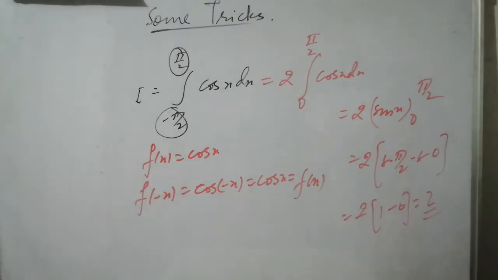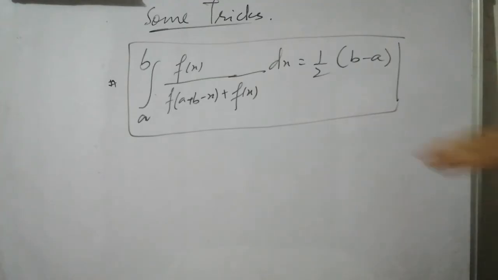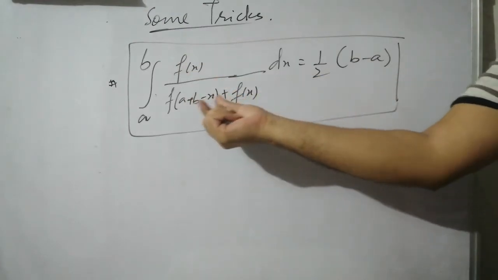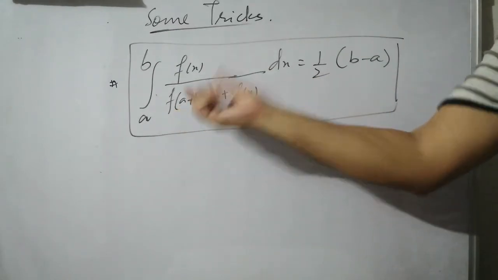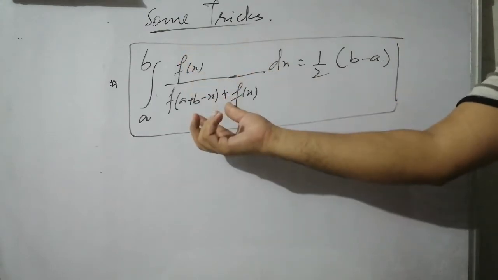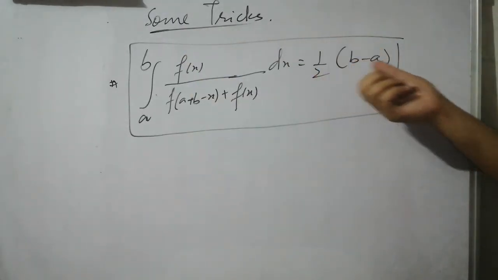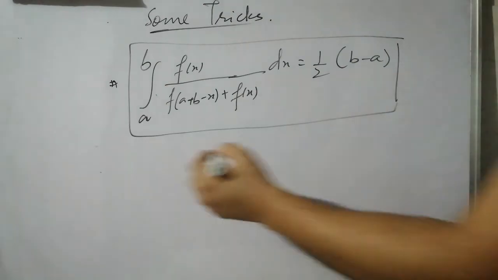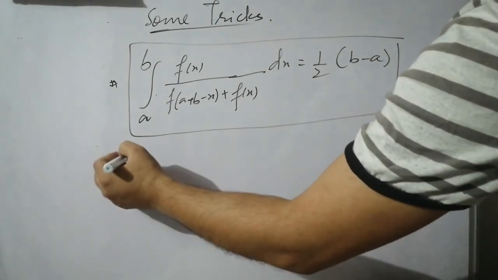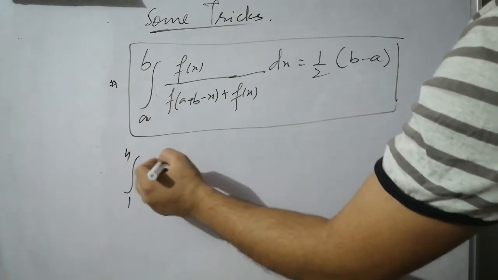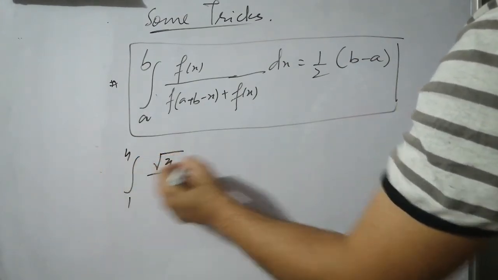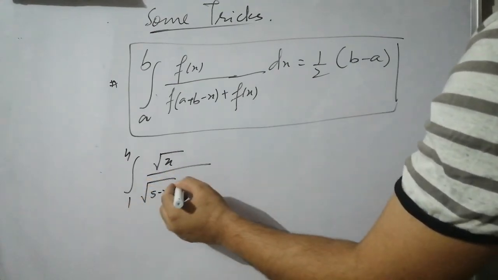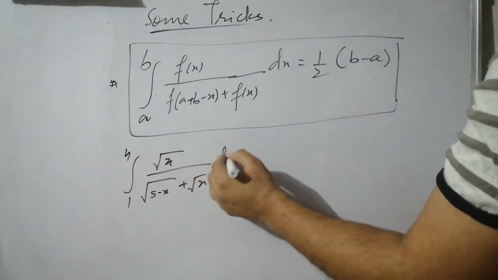So let's have next trick. So this is trick number 2. If it is a to b, f of x divided by f of x plus f of sum of limits minus x. If this type of function is given to us, answer is half of difference of upper limit and lower limit. Like we have already done a question based on this. Like if this is 1 to 4, let me say this is root of x upon root of 5 minus x plus root x dx.